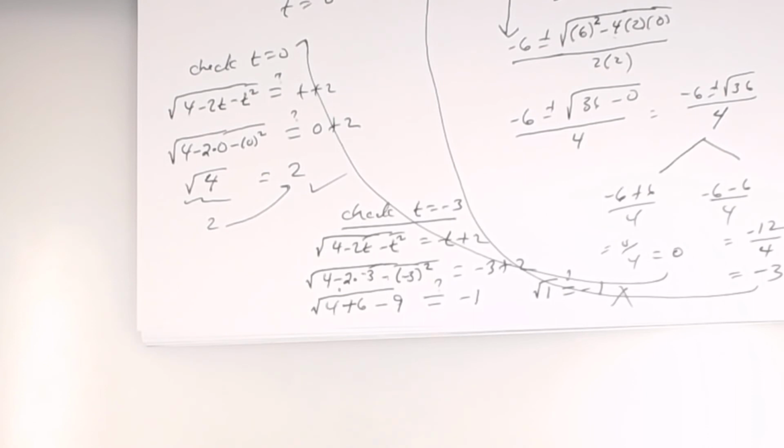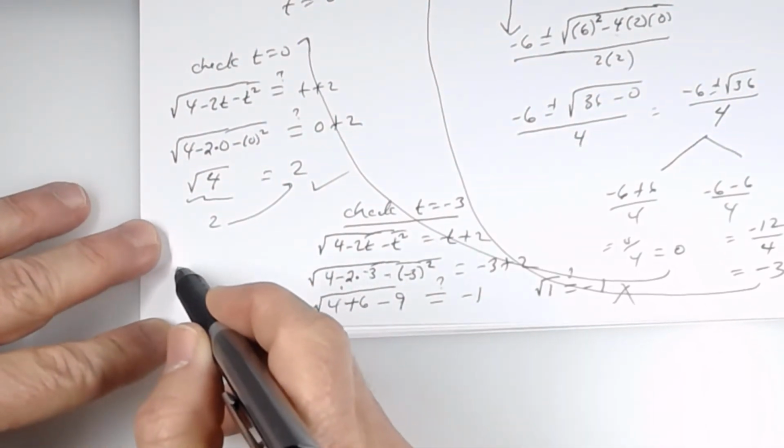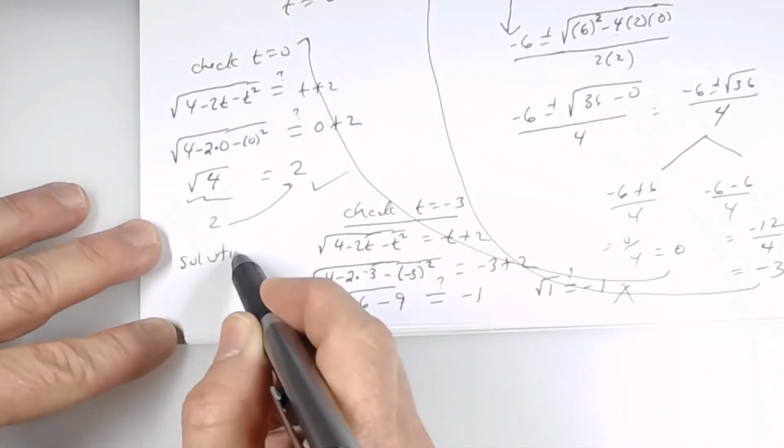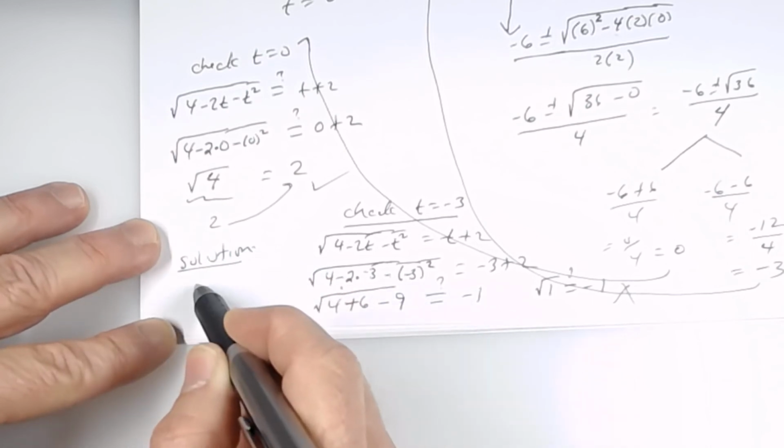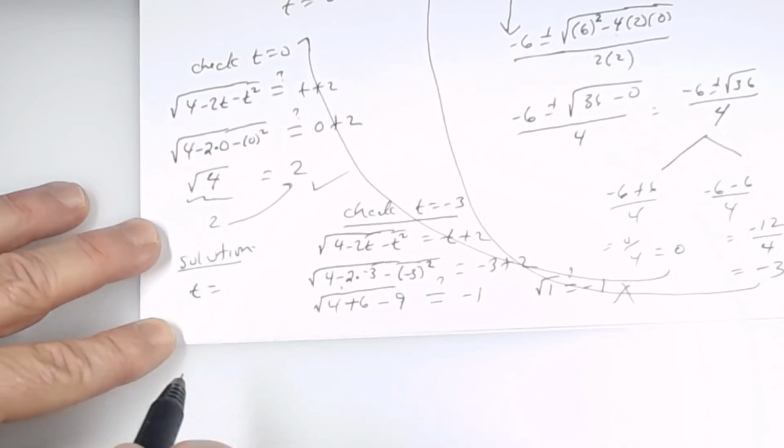So, of those two proposed solutions, what's the only solution? t equals 0. The other one is what kind of solution? Extraneous. The other is an extraneous solution. All right, so I'm going to go ahead and put that here. I'm running out of room with all this. So the solution, there's only one, and it's t equal 0.